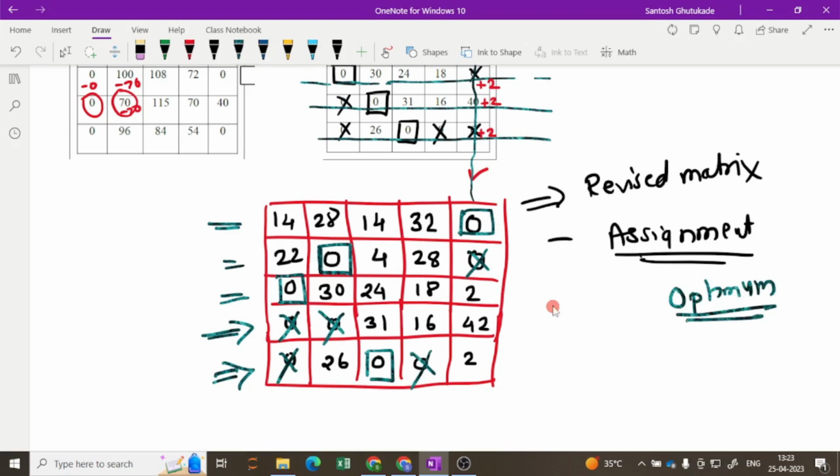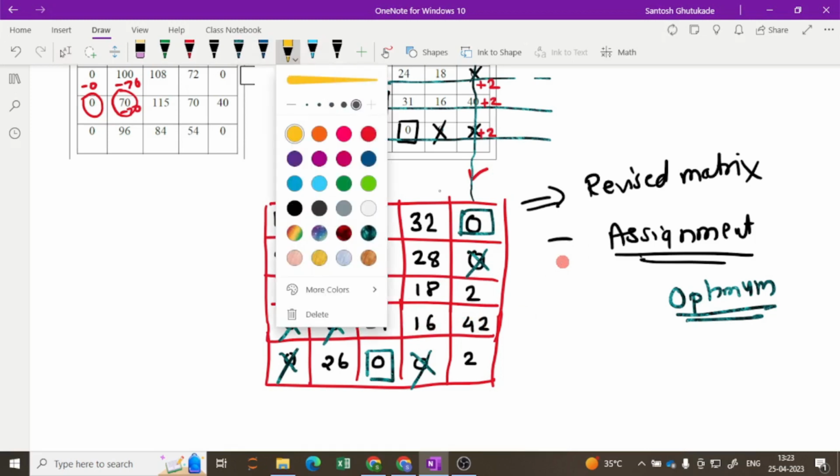Now our answer is optimum if in each row and each column there is an assignment. But if you check here, in the first row there is an assignment, second row assignment, third row assignment, but in the fourth row there is no assignment. So again we have to repeat the same procedure. I will use another color.